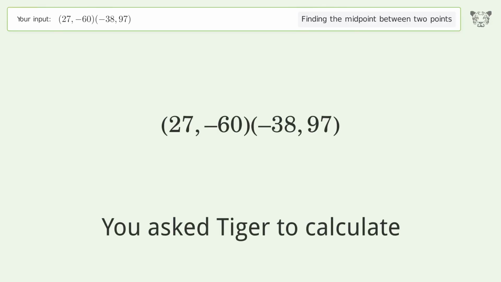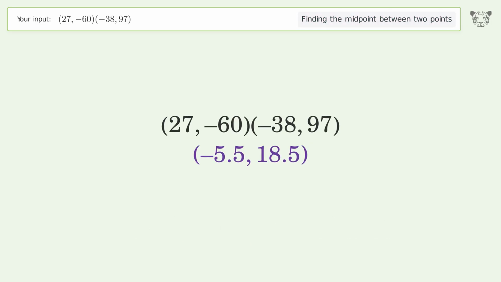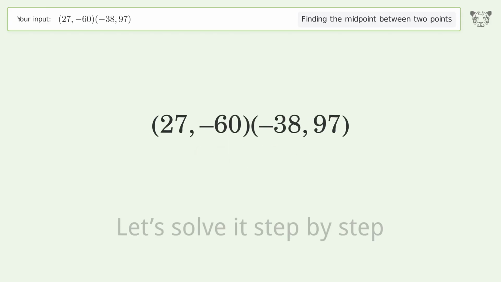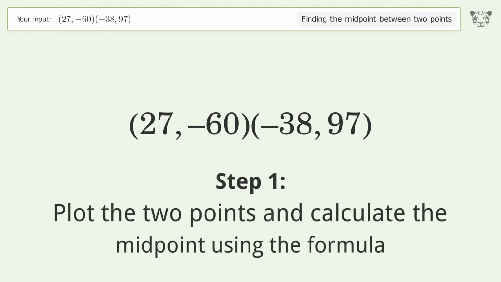You ask Tiger to calculate. This deals with finding the midpoint between 2 points. The midpoint between the 2 points is negative 5.5, 18.5. Let's solve it step by step. Plot the 2 points and calculate the midpoint using the formula.